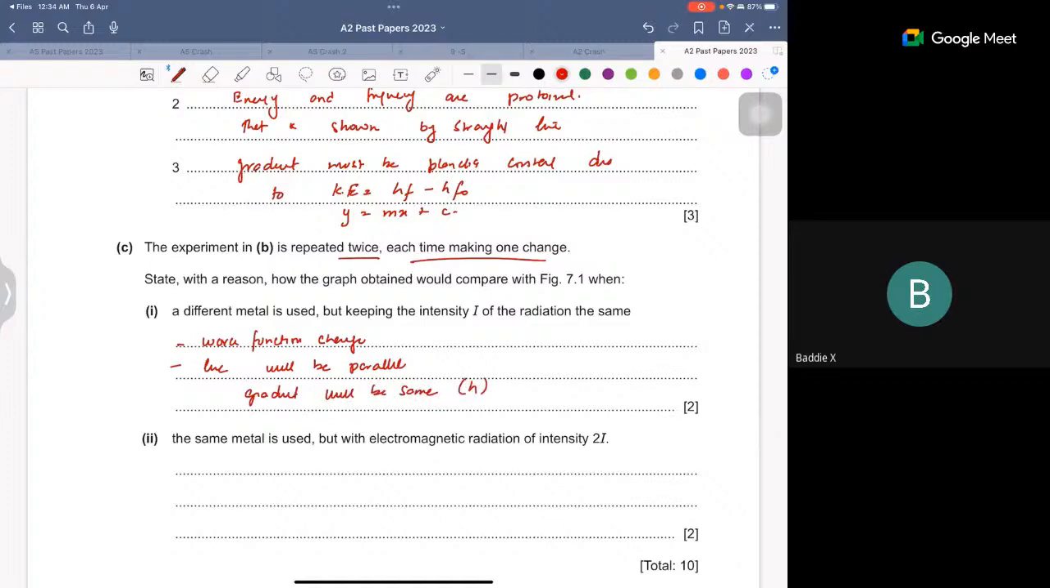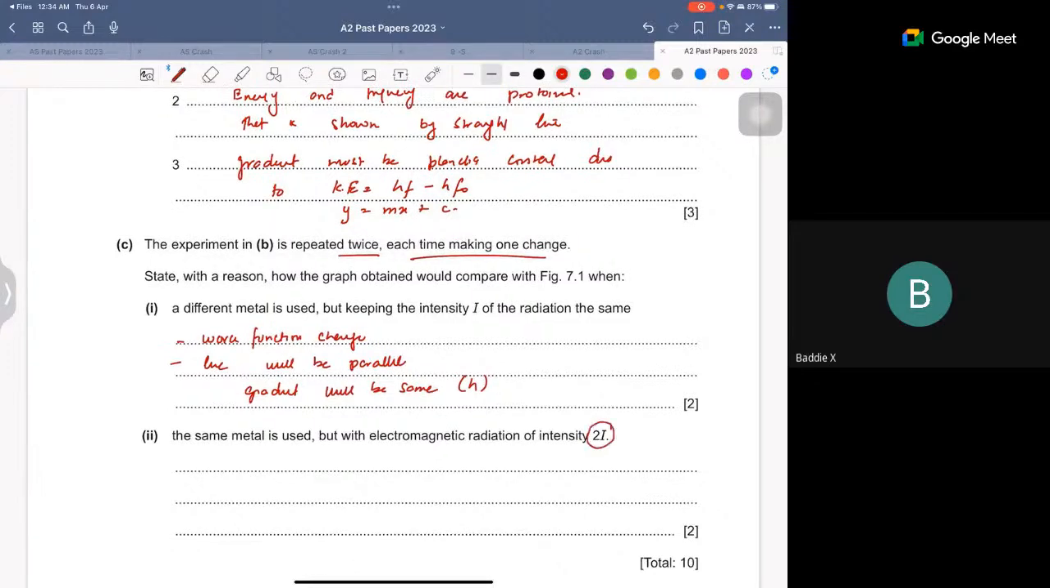And then the same metal is used, but the electromagnetic radiation has intensity 2I. Like Hasan Atik has just told us, intensity has nothing to do with the kinetic energy, right? So it will be the same line, because photon energy depends on frequency, not intensity. Is that clear?